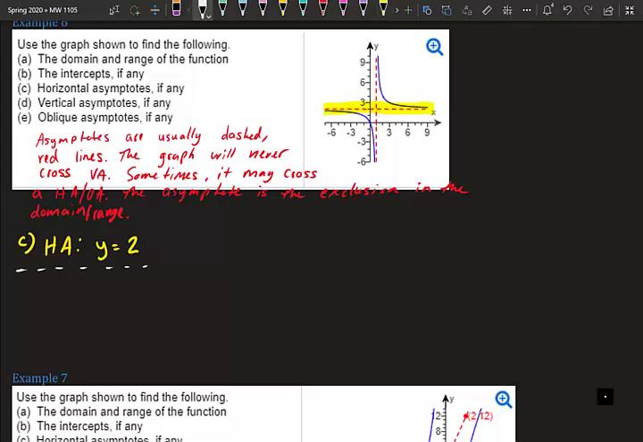Now we want to find our vertical asymptote if one exists. So we want to look for a dotted line that goes straight up and down, and we do. It's right here. And vertical asymptote is always x equals because it goes through the x-axis. So x equals, and it goes through 1. So we have x equals 1.